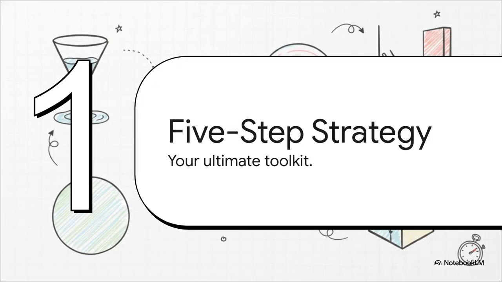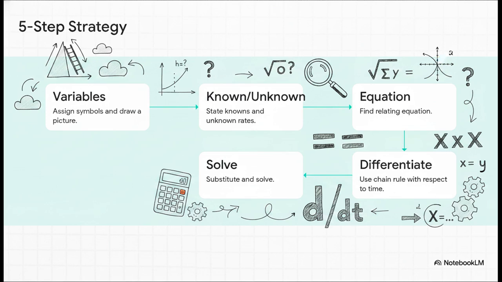Moving on to Section 2, the 5-step strategy, your ultimate problem-solving toolkit. We've all been there. You're faced with this massive, terrifying paragraph of text about speeding planes or leaking tanks, and it's so easy to just freeze up. But if you relentlessly apply this 5-step approach, you've essentially got a hero's toolkit to conquer literally any related rates problem. Let's walk through it.